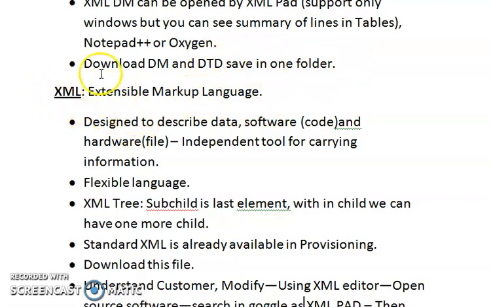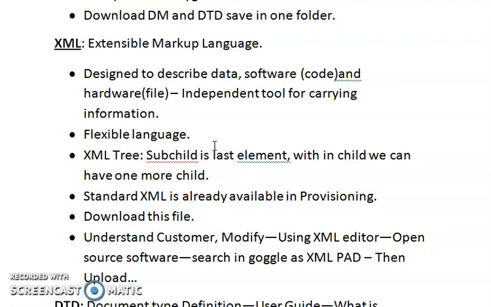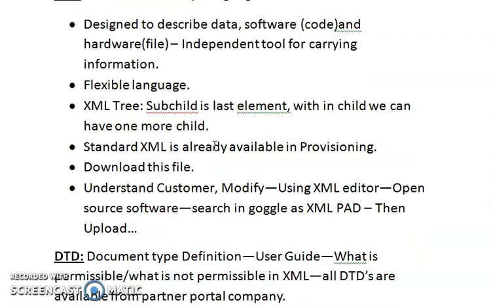Briefly, XML is an extensible markup language designed to describe data, both software and hardware. The code is in the form of software and the file is hardware. It is an independent tool for carrying information, and a flexible language. In the XML tree, the subchild is the last element, and within the child we can have one more subchild.